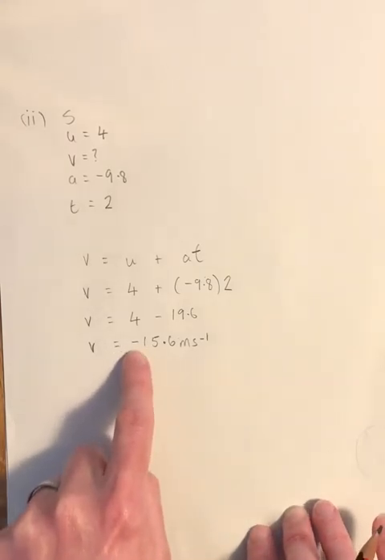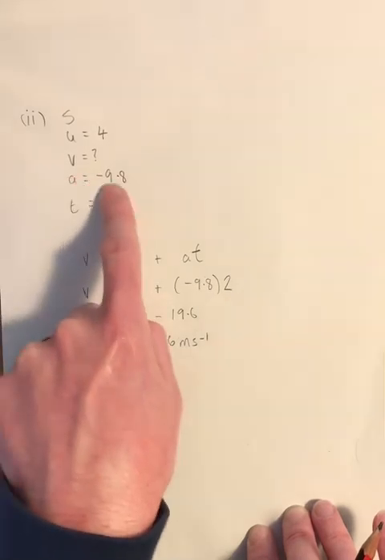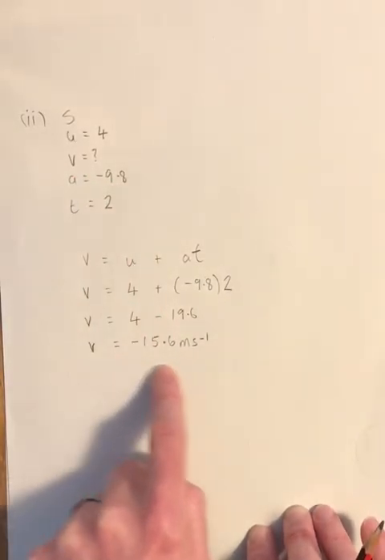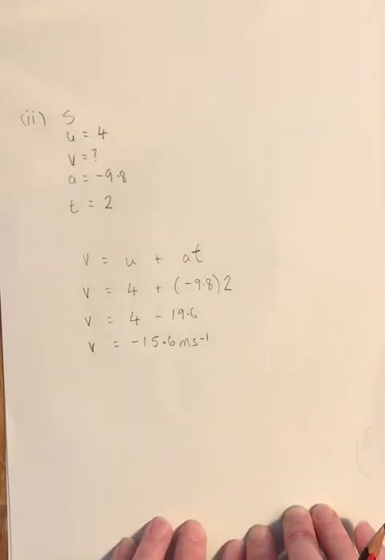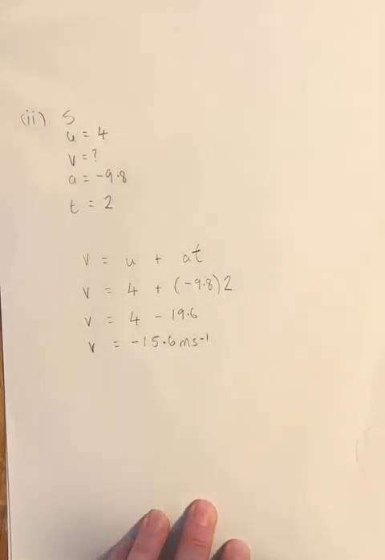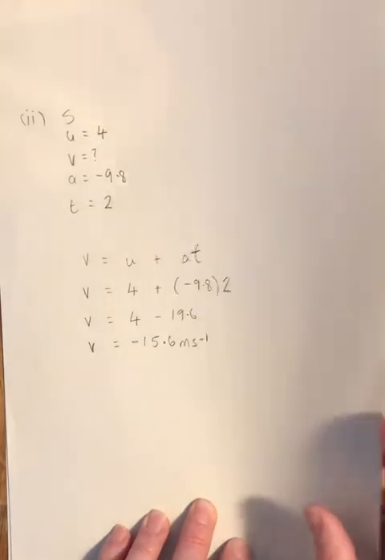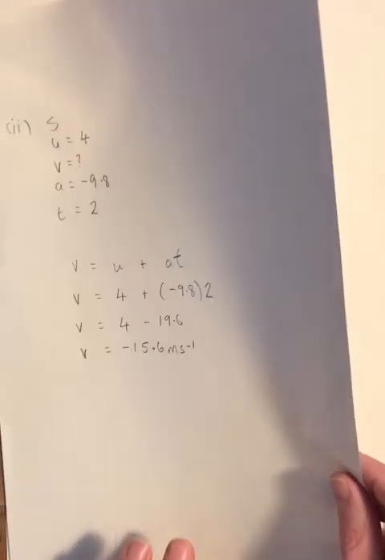The minus sign is telling us that it's moving downwards because that's what we've used. Acceleration's downwards, and at that stage in the journey, after 2 seconds, the ball is moving downwards. We worked that out. It was 11.6 metres below where it started. It must be moving downwards, which is why the velocity is a negative value.